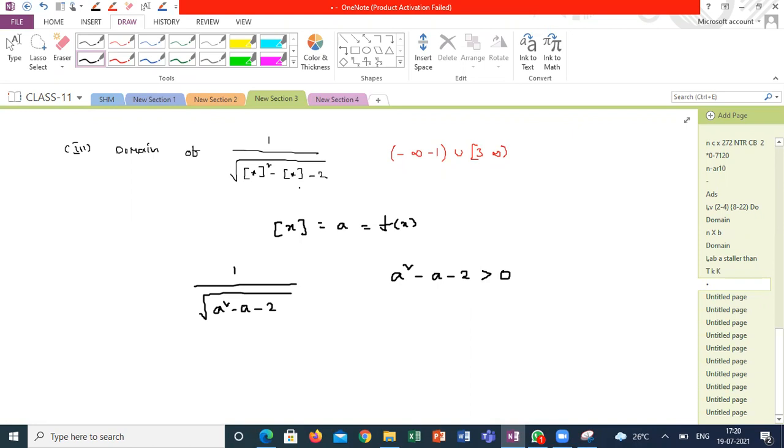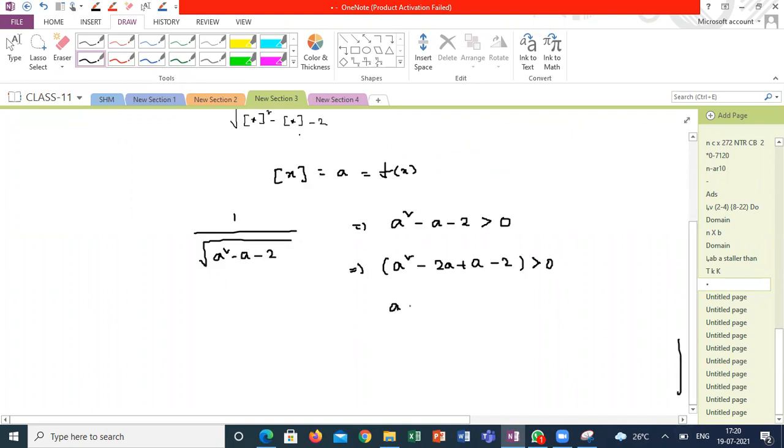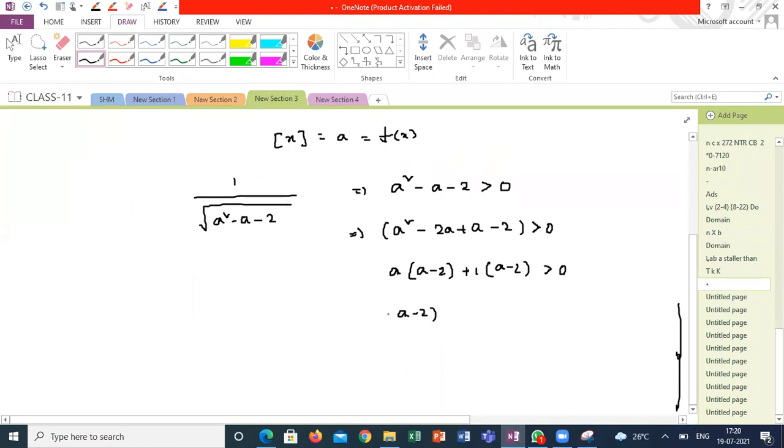Yes, sir. So this is the only condition where I can substitute any x value. So the total expression should always be positive. At what A values you will get positive, for that you have to do factorization. So splitting the middle term here: A square minus 2A plus A minus 2 should be greater than 0. I can take A common, A minus 2, and plus 1 common. So this will be A minus 2 into A plus 1 should be greater than 0.